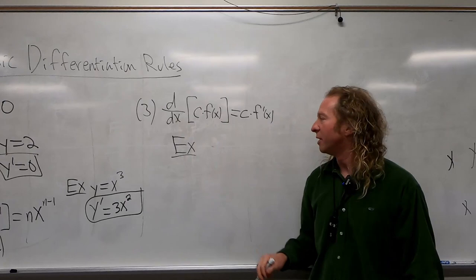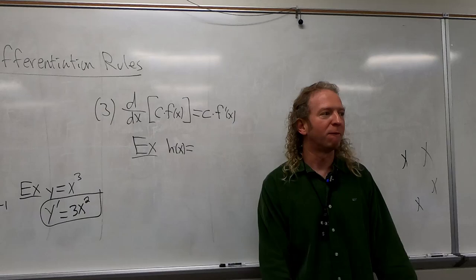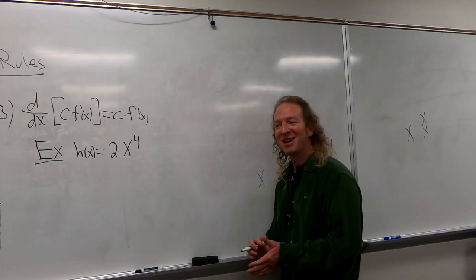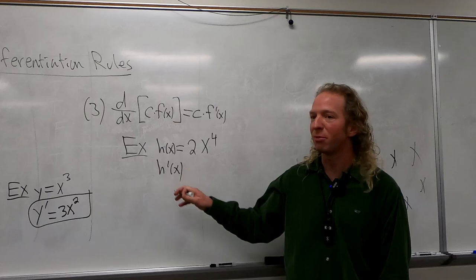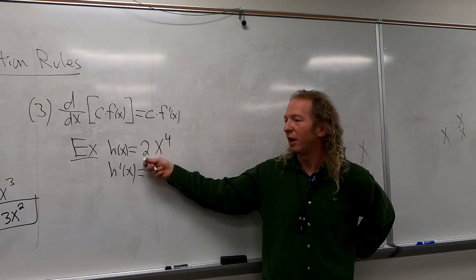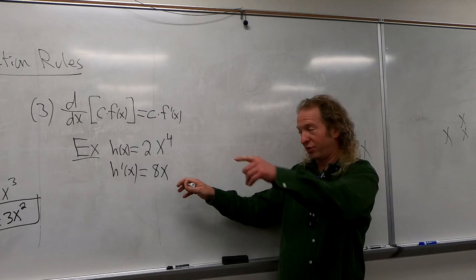Let's be weird. Let's call it h of x, just to make it confusing. What's a nice number? 2. Okay, very good. So h of x equals 2x to the fourth. Let's take the derivative. So we would write h prime of x. And now the number just hangs out. That's the c. So you would actually have to multiply. What would you get in the front this time? 2 times 4, so 8. And then x to the third. Yeah, that's it.